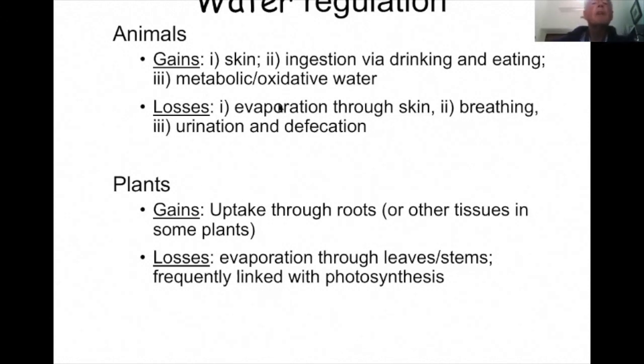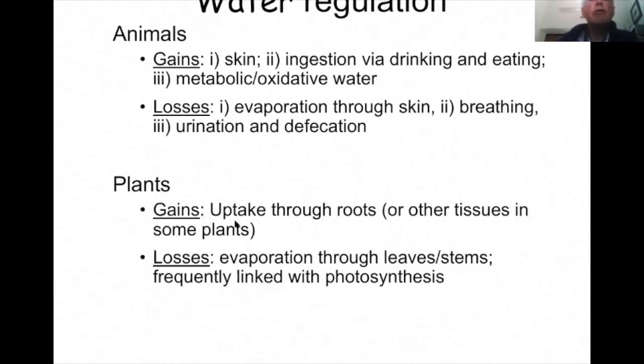All right. The losses, the way that organisms lose water, is evaporation through the skin. We sweat, we lose water that way. By breathing, we lose a huge amount of water at the lung surface. By respiration, so a tremendous amount of water is lost through the breathing process. And the third way that animals lose water is through excretion, through urination and defecation in the case of mammals. All right.